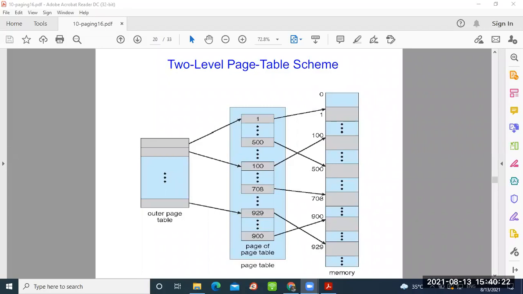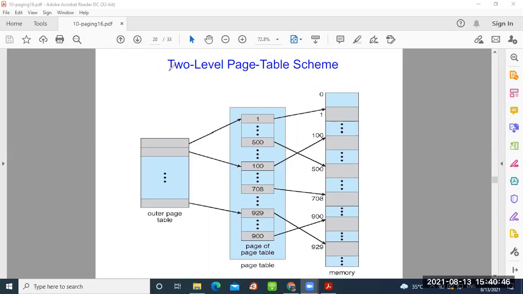Every time you access the page table, that means we are accessing the main memory. To overcome that, we will go for the multi-level paging scheme, or multi-level paging technique. So what is the multi-level paging technique? Instead of using one page table, we will use multiple page tables.